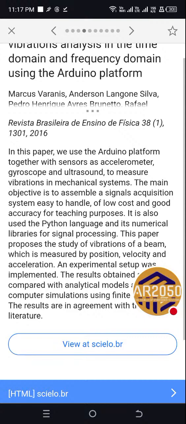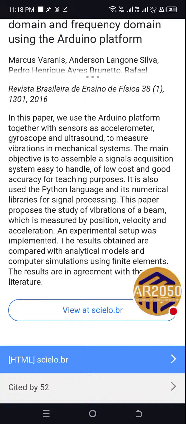In this paper they use the Arduino platform together with sensors such as accelerometer, gyroscope, and ultrasound. Well, you don't have to, but they did. To measure the vibrations in mechanical systems, the main objective is to assemble a signal acquisition system easy to handle, of low cost and good accuracy for teaching purposes. They also use the Python language and its numerical libraries for signal processing. This paper proposes the study of vibrations of a beam, which is measured by position, velocity, and acceleration.